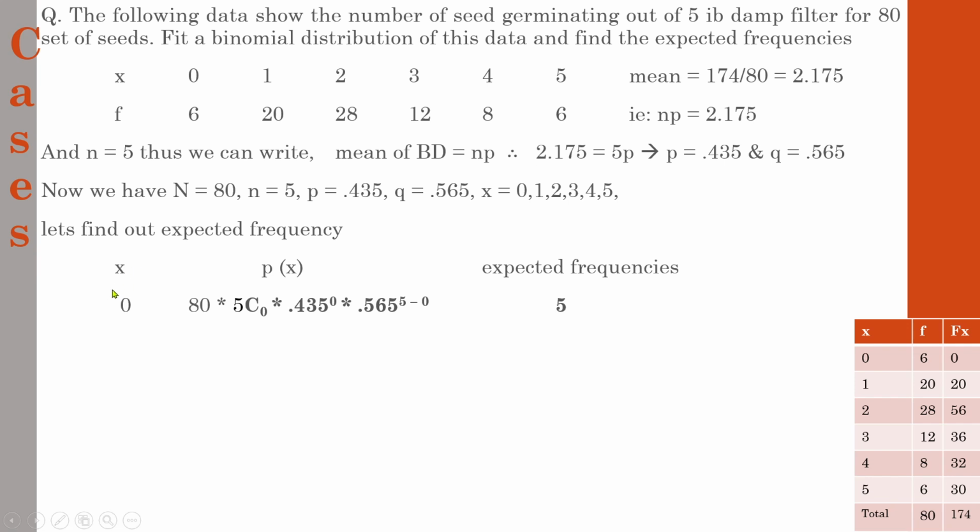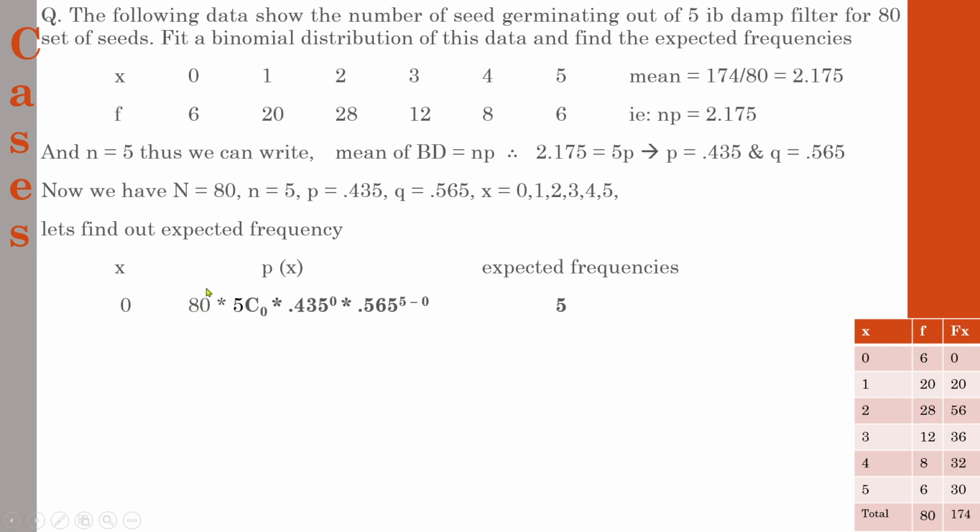So first, when the event was 0, the value of X will be 0. By substituting, 5C0 into 0.435 raised to 0 into 0.565 raised to 5 minus 0. You can see that in the equation it is 80 into this one. How did the 80 come? The concept is, for finding the expected frequency, whatever the probability of the particular event under study, you just multiply it with the total frequency, or total of F, or the capital N, which is already given in the question.